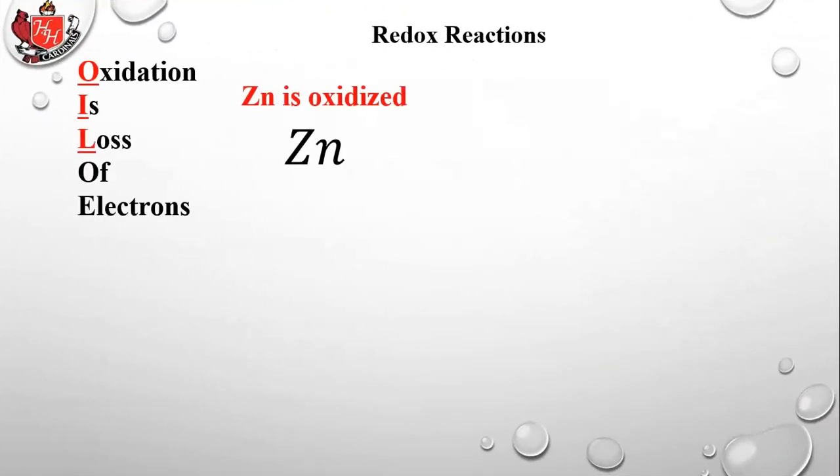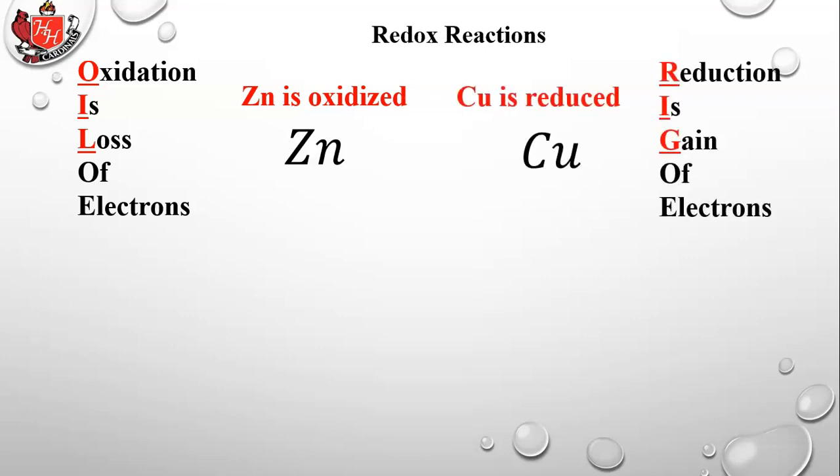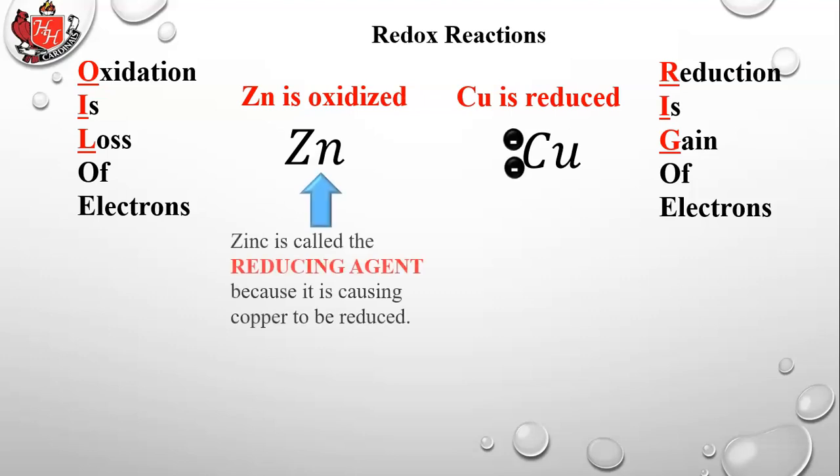So oxidation is loss of electrons, so zinc is oxidized. Reduction is gain of electrons, so copper is being reduced. So there you'll see it yet again. Zinc is being oxidized because it loses electrons. Copper is being reduced because it gains electrons.